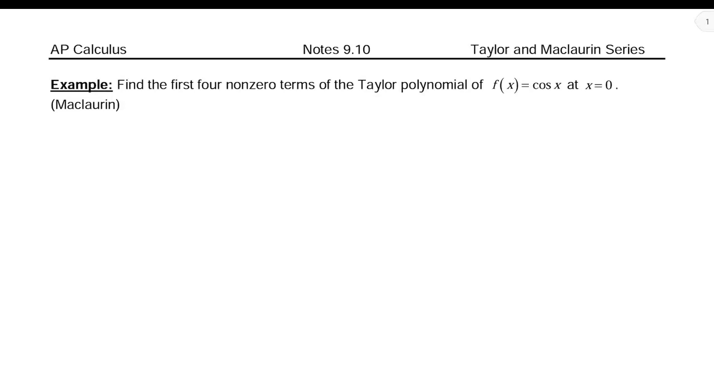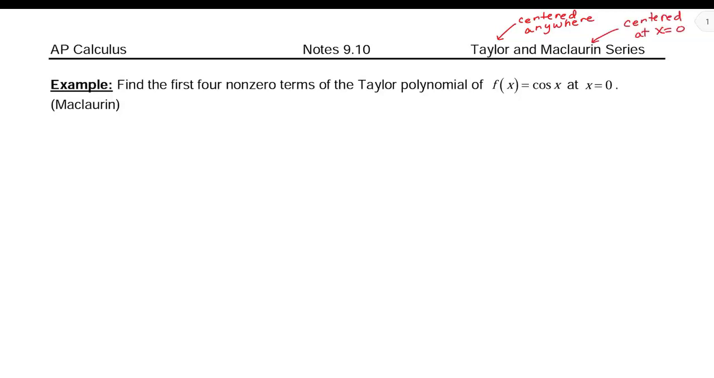Notes for Section 10 are about Taylor and Maclaurin series. Taylor series are an approach to finding the series for a function using derivatives. Now, the difference between a Taylor series and Maclaurin series is that a Maclaurin series is a special kind of Taylor series. Taylor series can be centered anywhere.